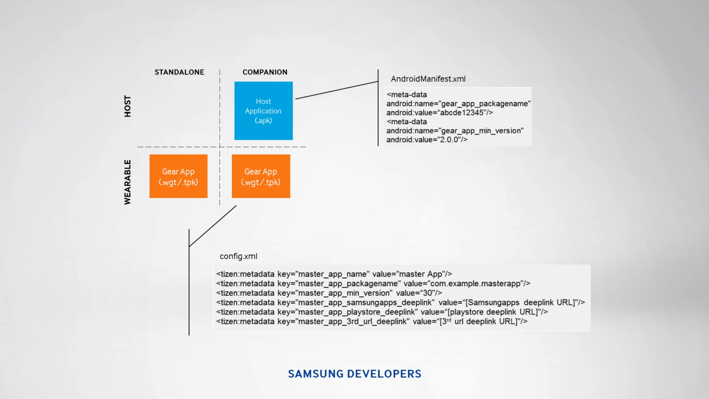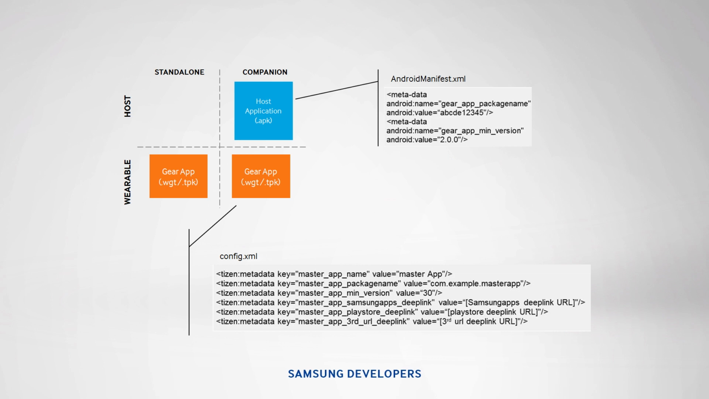In order to create and install companion types, the host-side app and the Gear app must have each other's information. On the host side, the Gear app's info is added to the Android manifest.xml. For the wearable side, the data is included in config.xml for WGTs or TPKs.